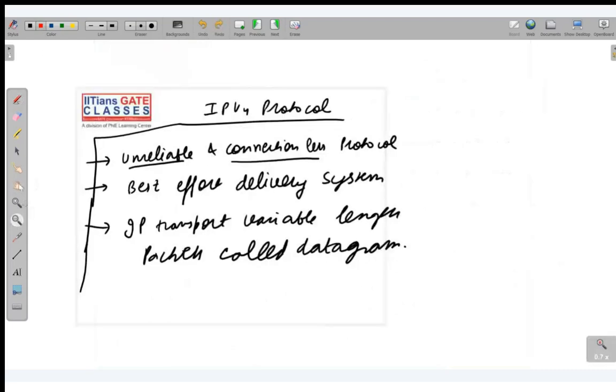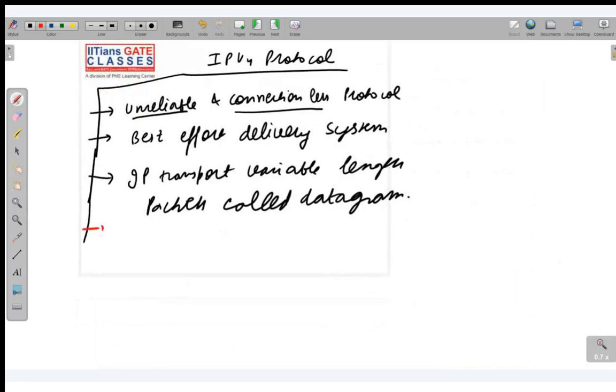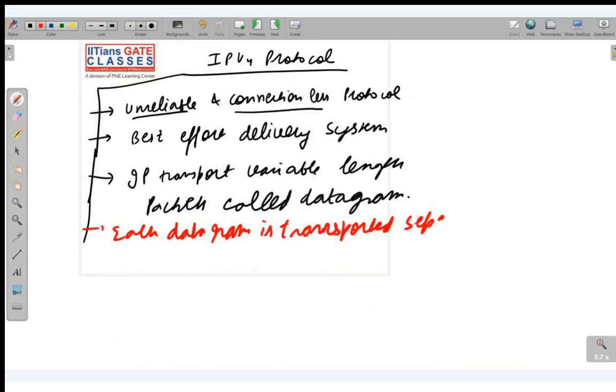Each datagram is transported separately, okay, and can follow a different path. It is not like it will follow the same path.